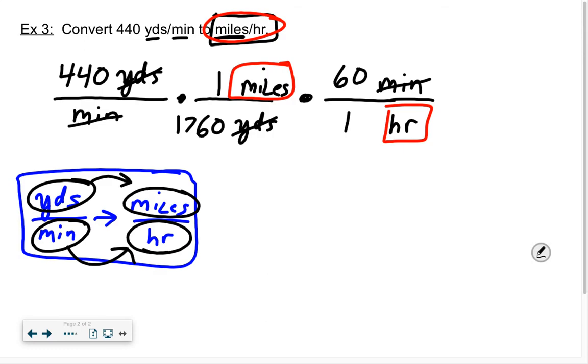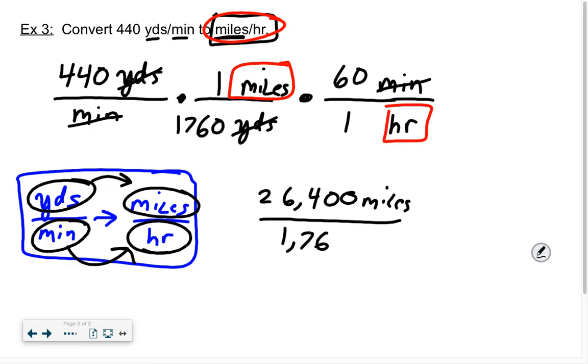We begin by taking 440 times 60, come up with 26,400 miles over 1,760 times 1, so 1,760. And if you divide those two numbers, I'll save you a little bit of time. 26,400 divided by 1,760, you will come up with 15 miles per 1 hour.